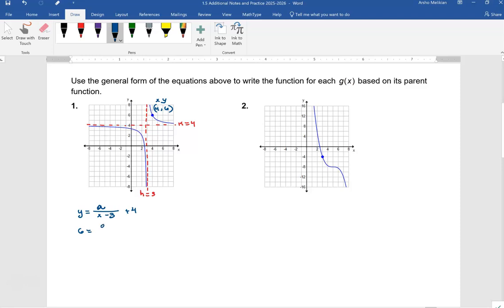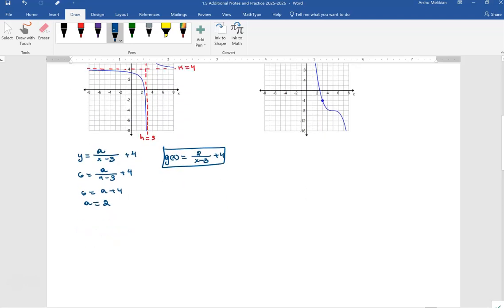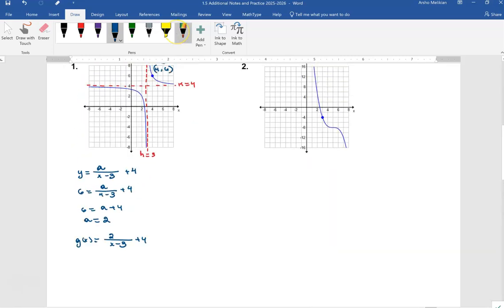So now 6 is a over 4 minus 3 plus 4. So 6 equals a plus 4. What's a? 2. So now my function g of x will be 2 over x minus 3 plus 4. I'll write it here. We'll have some homework and stuff.